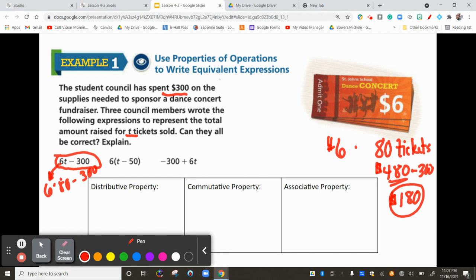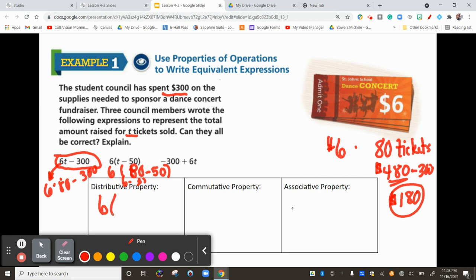The question is, do the other expressions also work? So in this problem here, it's saying 6 times (t minus 50). So we're not really sure why we're subtracting 50 instead of 300, but would this work? Well, let's try it with the 80. If I say 80 tickets minus 50, then that would equal 30. So then I would have, inside here is 30, so 6 times 30 is 180. So this expression here would actually work.